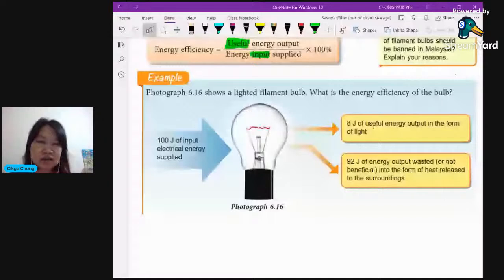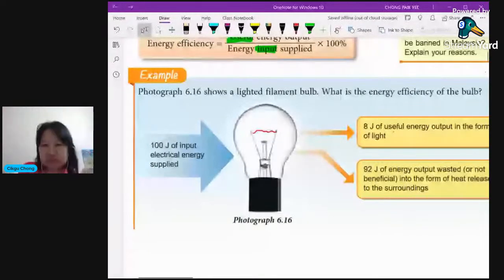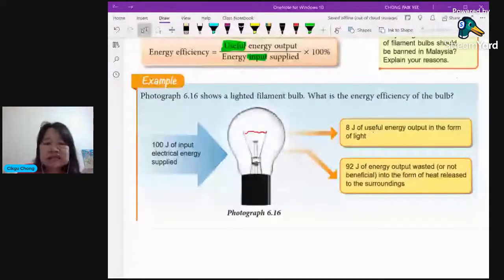Okay, let's look at this. This is a simple device. What it does is I switch on the switch, it's going to give me brightness, it's going to give me light. So I need to give energy, correct? Your bulb cannot run on nothing. Your bulb doesn't run on petrol. Your bulb doesn't run on gas. It runs on electricity. So I need to connect to a wire, connect to the electrical supply. I switch on the switch.